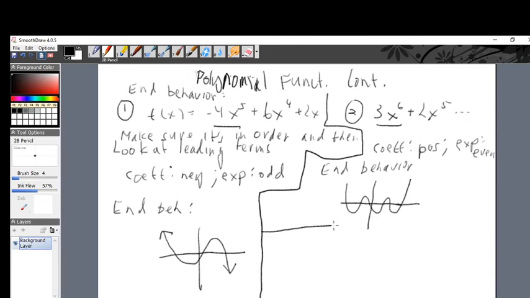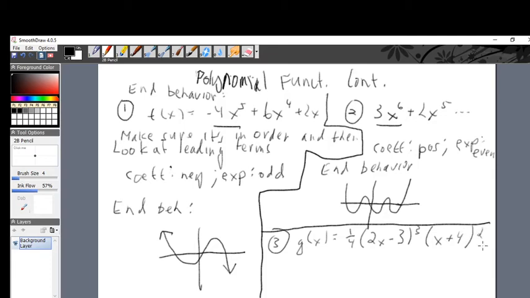Okay, that was question 2. Question 3. What if you had a g of x equals 1/4 times 2x minus 3 to the third power times x plus 4 to the second power. And I don't care what happens after that.